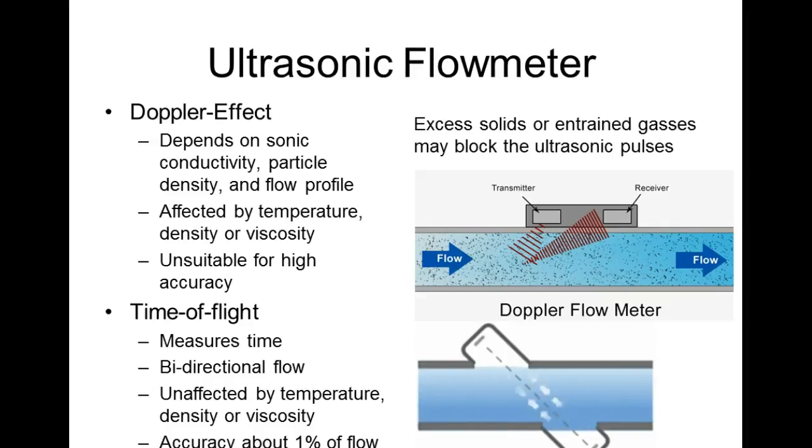We have a real tight coupling because they're looking at speed, but a Doppler looks at speed moving in two different directions. So what we do is we shoot out an ultrasonic signal, and then that's all we're doing. We're looking at a phase shift in the speed, right? That makes sense. The problem here is we've got to bounce it off something. So it depends on the sonic conductivity, particle density, flow profile. And it also is affected by temperature, density, and viscosity.